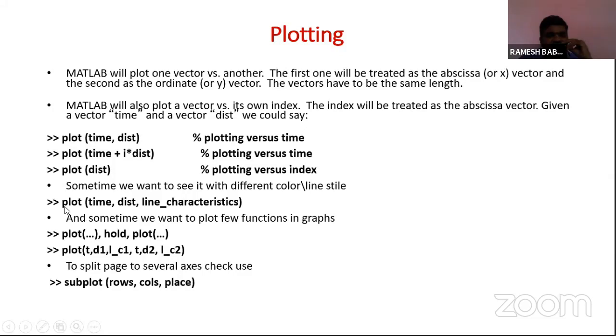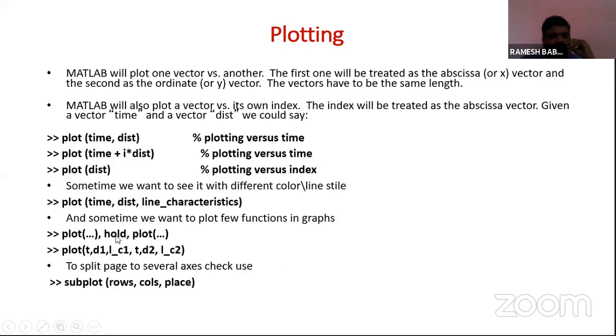And here we have the first variable, the second variable, and then the line characteristics. Maybe I want to change the color of the line, and maybe the line style as well. All these things we can do. For the color, you can put a colon and then b means blue, and maybe red, green, yellow, all these colors are there. We also have line styles.